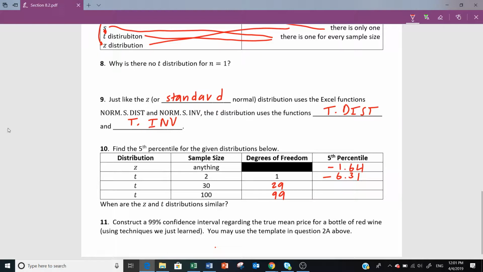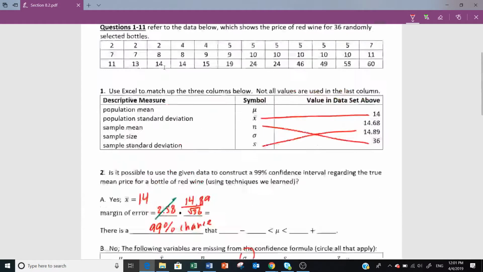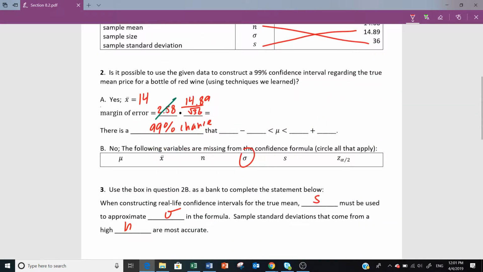Okay, any questions before we move on to the 99% confidence interval? Okay, let's go ahead and find this 99% confidence interval. So if we go back to our formula, here it is. I crossed off the 2.58. So change the 2.58 now based off of the t.